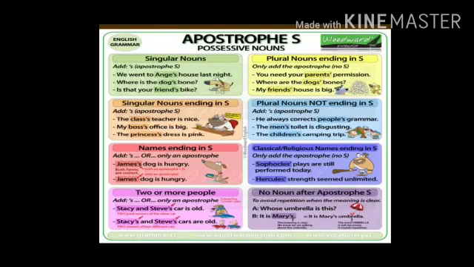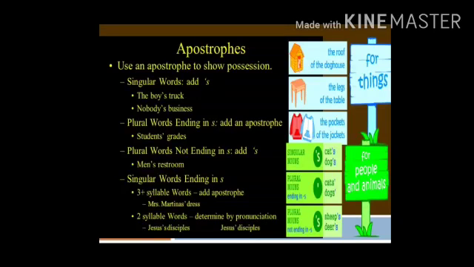Lastly, I'm stressing one more proper noun rule, that if it is a three syllable word like Martina's dress, then it can come after the s. But if it is Jesus, where there are two syllables, then you can put it either way. Either you put an apostrophe and s, or you can just put an apostrophe.